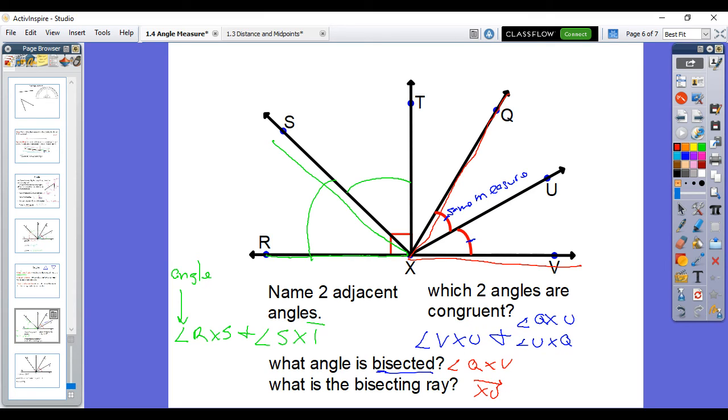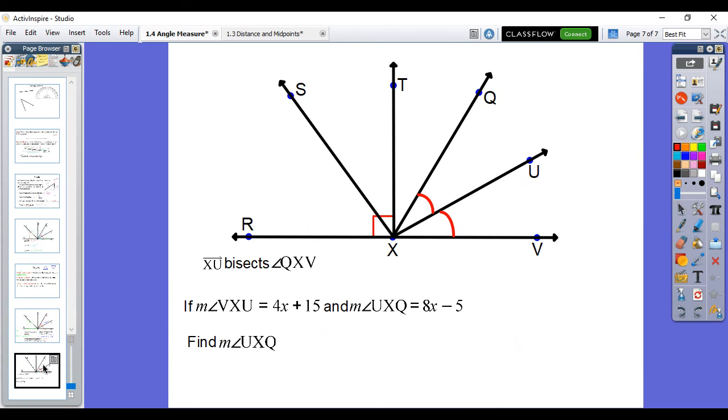Okay, so bisect. What angle is bisected? What was the big angle that originally got cut in half? What ray did the bisecting? XU. All right, last part right here. Ray XU bisects QXV. So it's telling you that this right here cut this big one in half. That's why these are equal to each other. They have the same little mark.